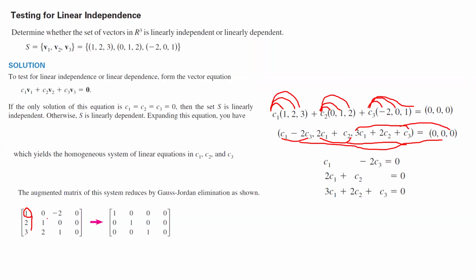If you reduce this matrix, you get the identity matrix, and the right side is equal to 0. What's the meaning of that? It means that C1 must be equal to 0, C2 must be equal to 0, C3 must be equal to 0. So we found all of those Ci values equal to 0. So you basically have the trivial solution. It means that all these vectors are linearly independent from each other.